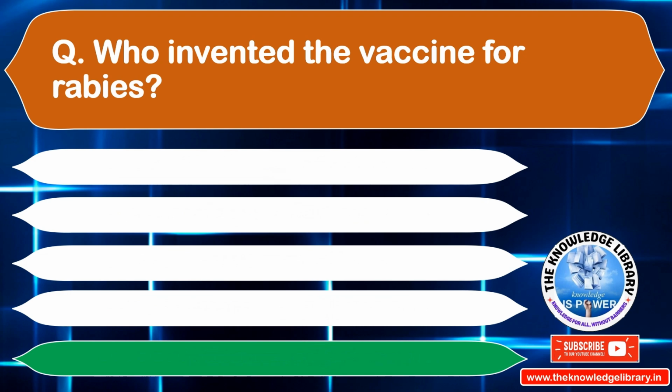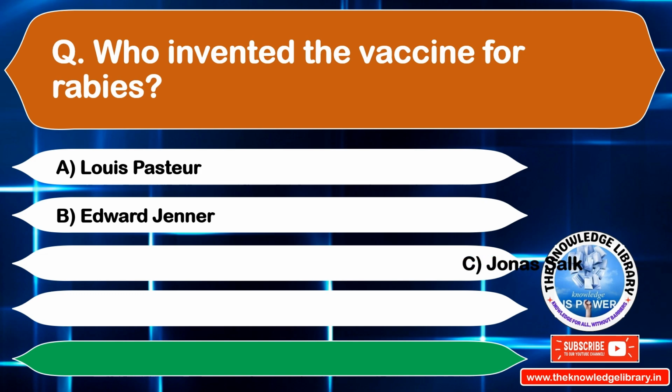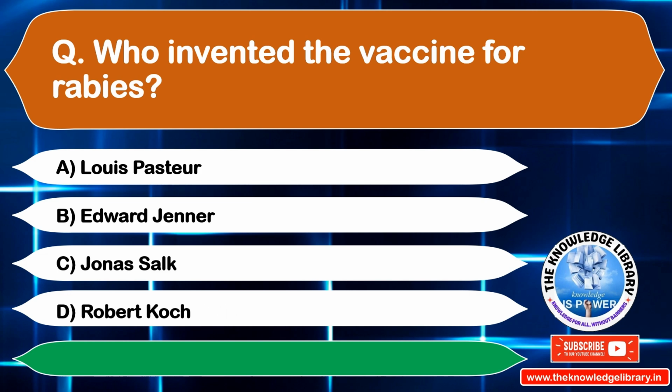Move to the next question. Who invented the vaccine for rabies? Option A. Louis Pasteur. Option B. Edward Jenner. Option C. Jonas Salk. Option D. Robert Koch. The correct answer is option A. Louis Pasteur. Move to the next question.